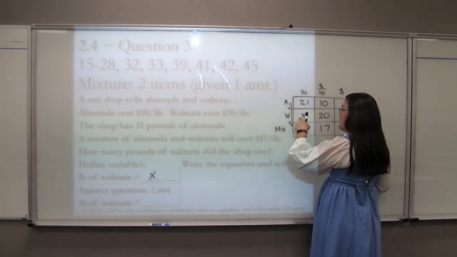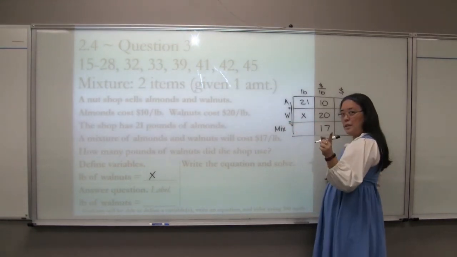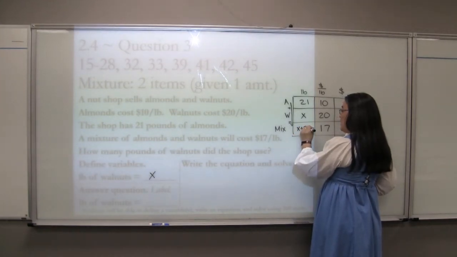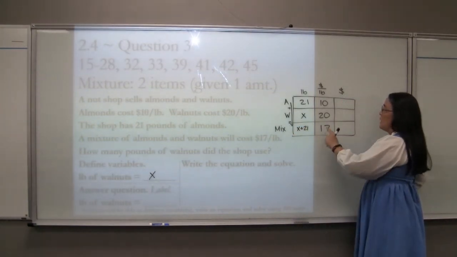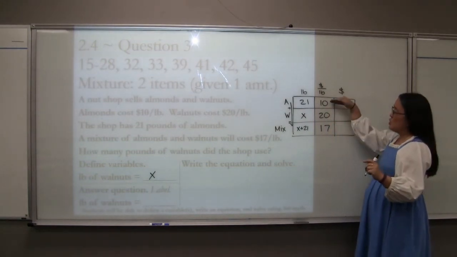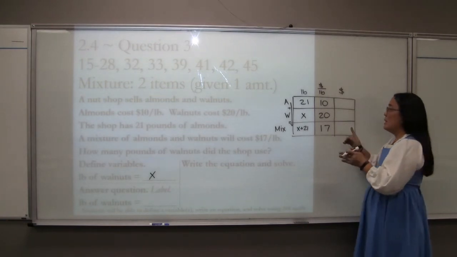21 plus x equals... now I could put 21 plus x, but I do want to keep in mind descending order by degree, so x plus 21. Notice that it doesn't work here. 10 plus 20 is not 17, but remember that if you mix cheap stuff with expensive stuff, the mixture should be somewhere in the middle.